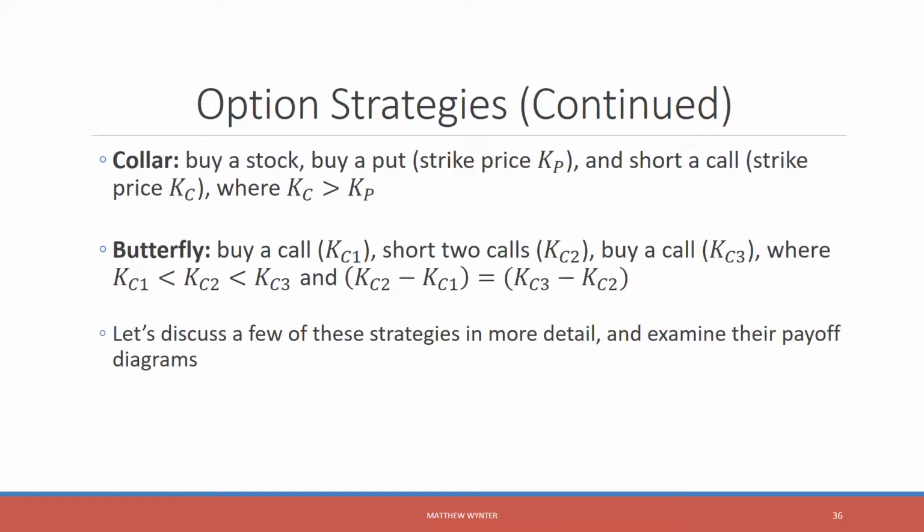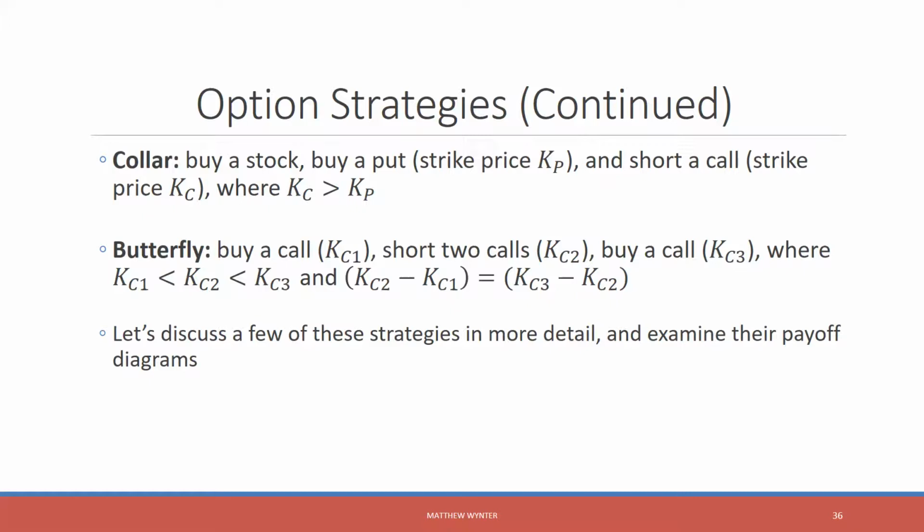There's a collar where you buy the stock, you buy the put, and then you short the call. What are you doing with the collar? Because you own the stock, you really worry that it's going to fall in price. So this could be a stock, this could be an index, this could be a commodity, this could be anything. You worry that it's going to fall in price. So the way to protect yourself is by buying a put. Okay, buying a put is expensive. It costs money. How do you fund it? You fund it by selling a call.